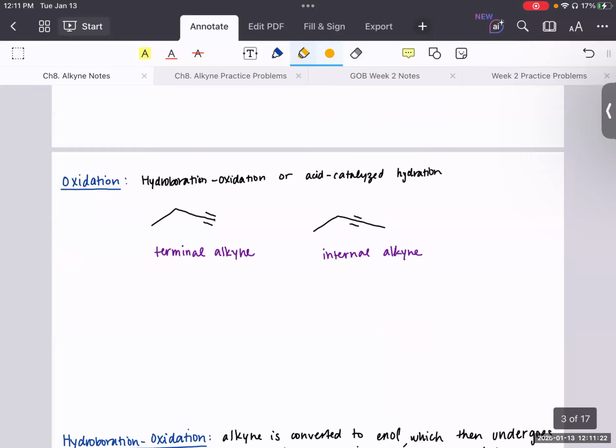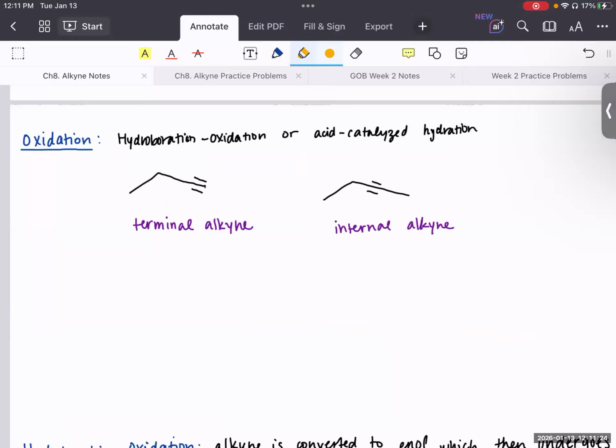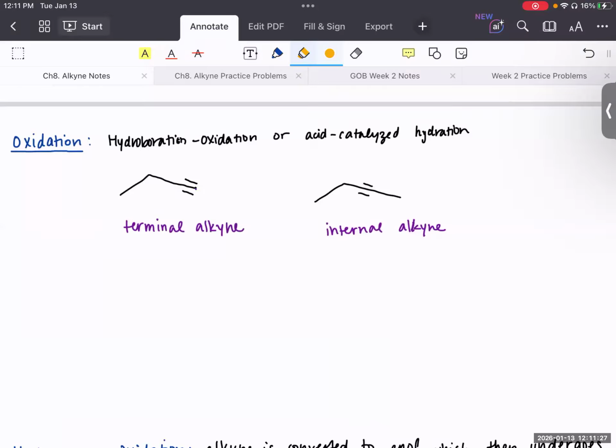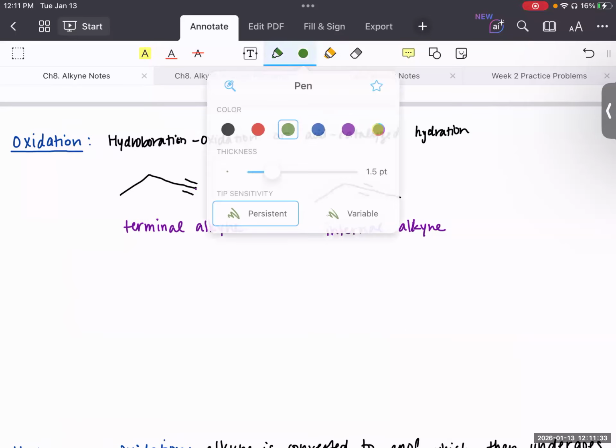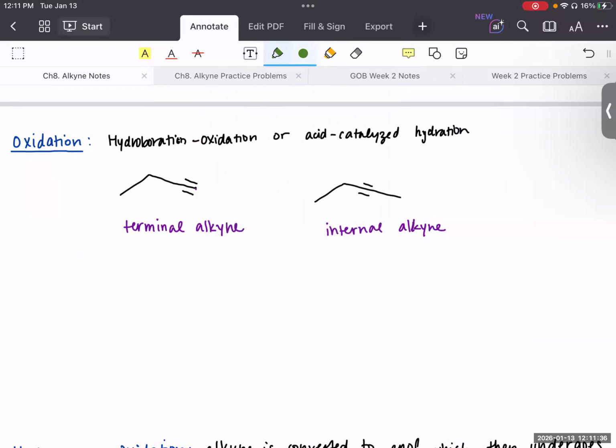With oxidation, we have two reactions that we're going to talk about: hydroboration oxidation, and acid-catalyzed hydration. Before I do that, I want to talk about two different types of alkynes, because this will be really important for predicting products. We could either have a terminal alkyne, which has a hydrogen on one side of the carbons, and then we could also have an internal alkyne, which has no hydrogens bonded to either of the carbons.